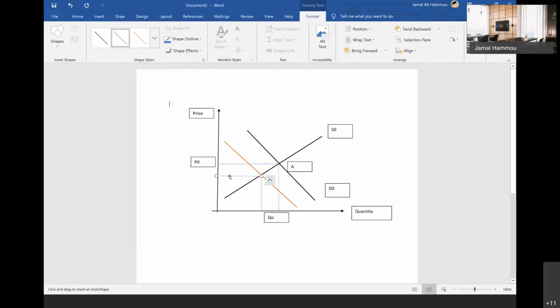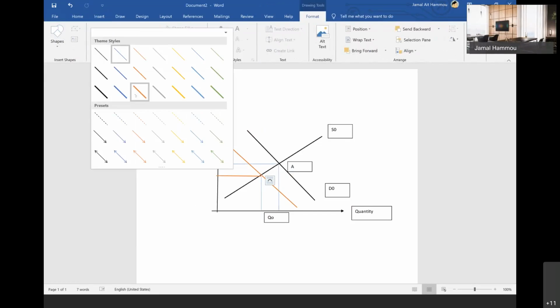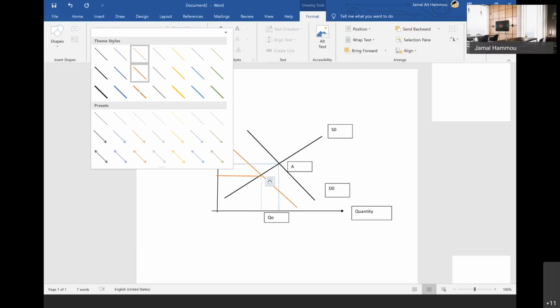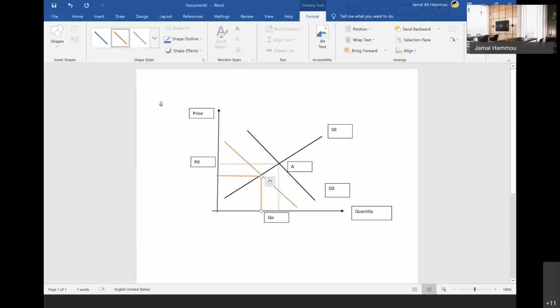Okay, see, with a new equilibrium, I can just put different colors so it can be clear for me what I am right now. And then I will put a B here. So I have P1, Q1, I see what happened.